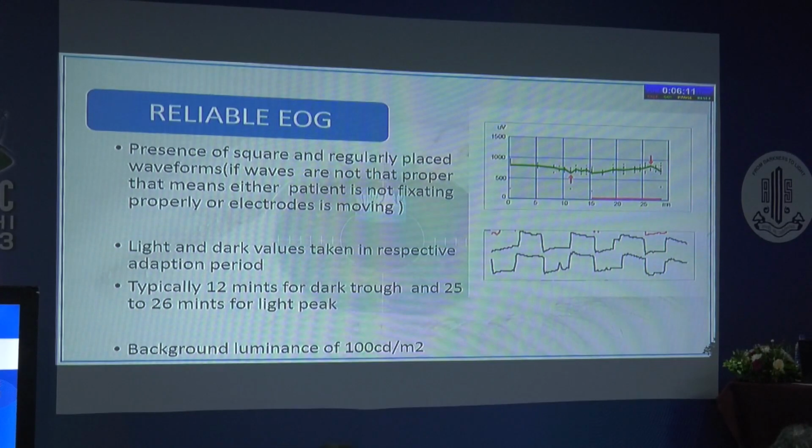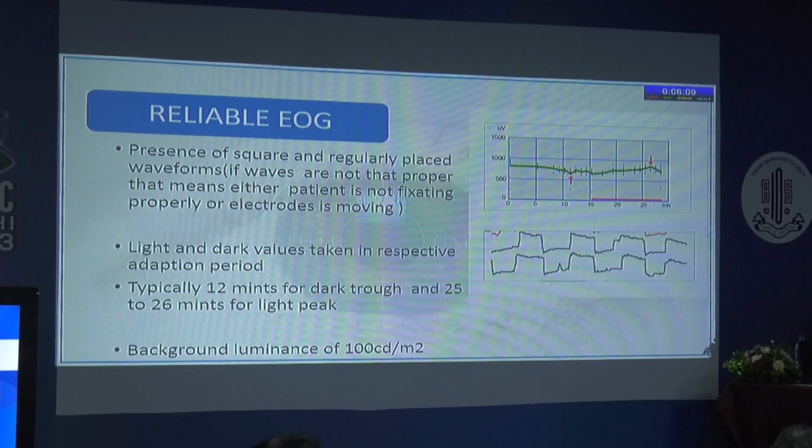So a reliable EOG has squarely and regularly placed waveforms. If the waves are not proper, that means either the patient is not fixating properly or the electrode is moving. Light and dark values are taken in the respective adaptation periods, typically 12 minutes for the dark trough and 25 to 26 minutes for the light peak.